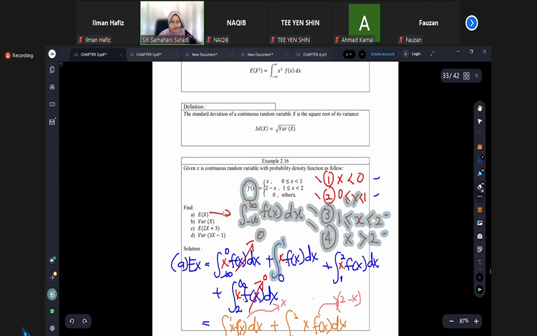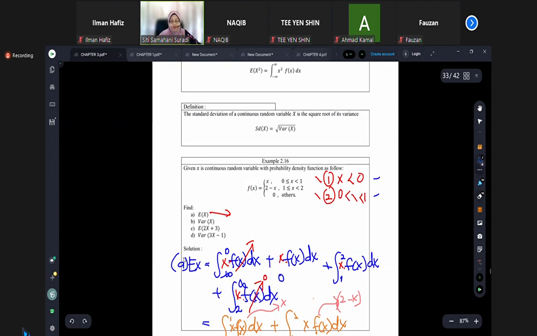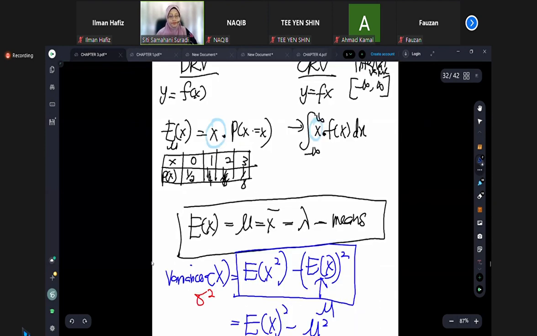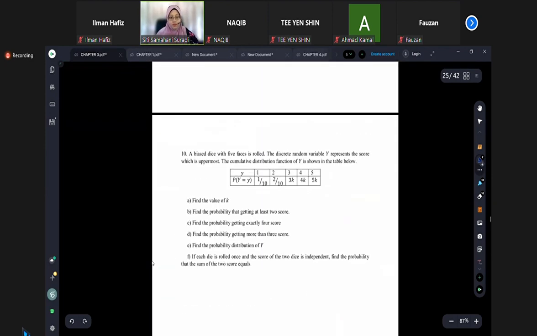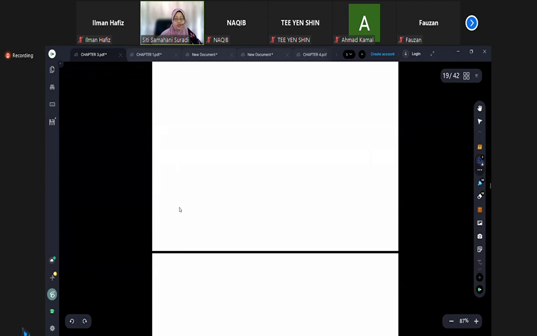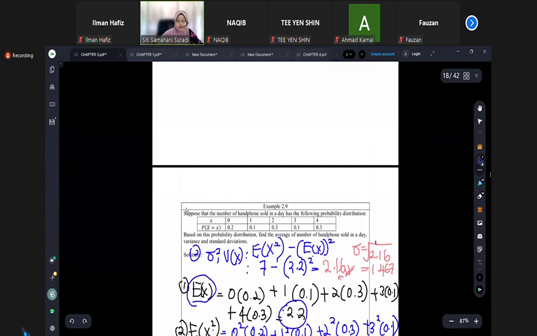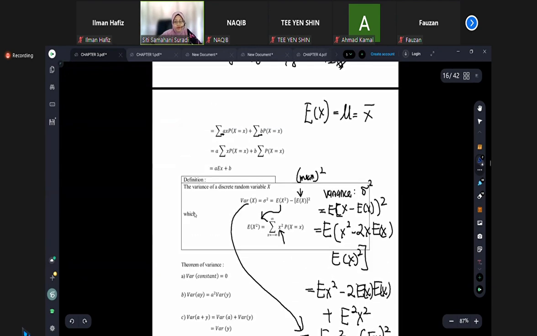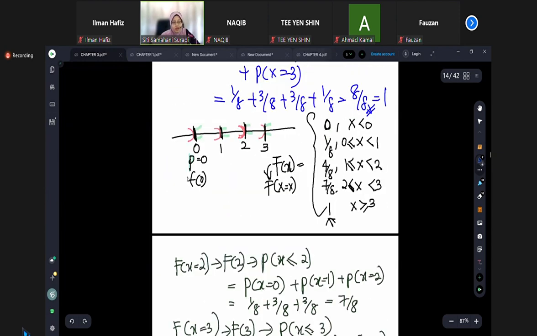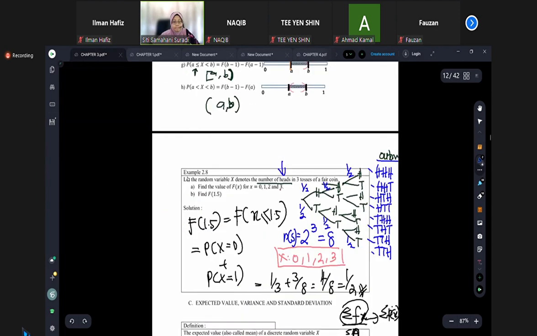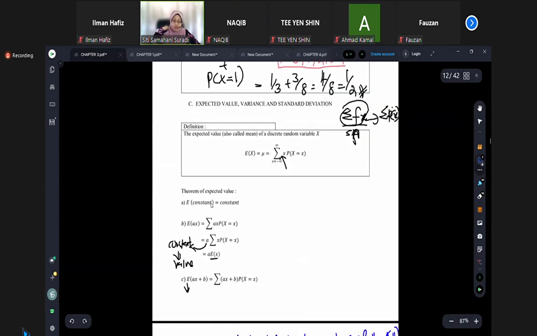If you get X plus 3, you have to follow the discrete. For discrete, there is a theorem for expected value and variance. Let's say here, if E of a constant, that means E times a constant. Meaning when you get the value of a constant, for example E of 4, the answer is 4.